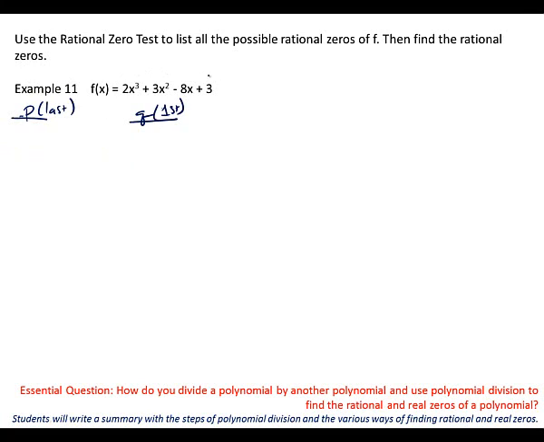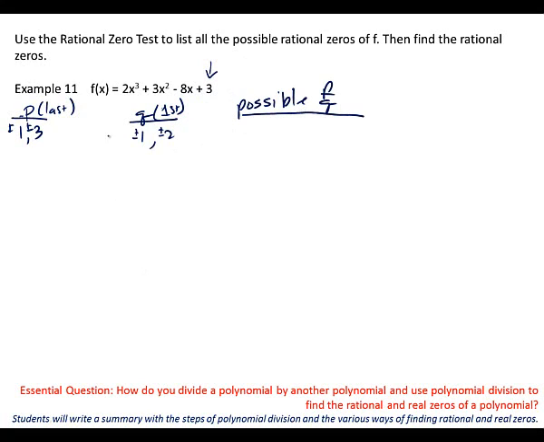My last term is 3. What times what is 3? 1 and 3, and we would know they're plus or minus. What's my first term? 2. What times what is 2? 1 and 2, plus or minus. And then we're going to do our possible p divided by q. This is the list we're going to use to guess.